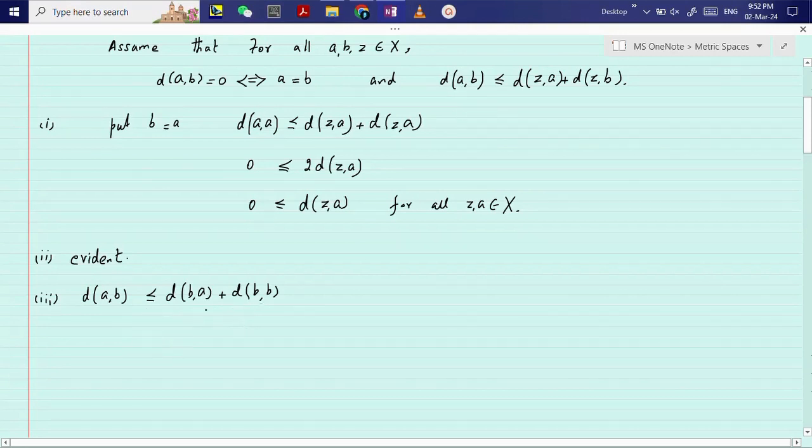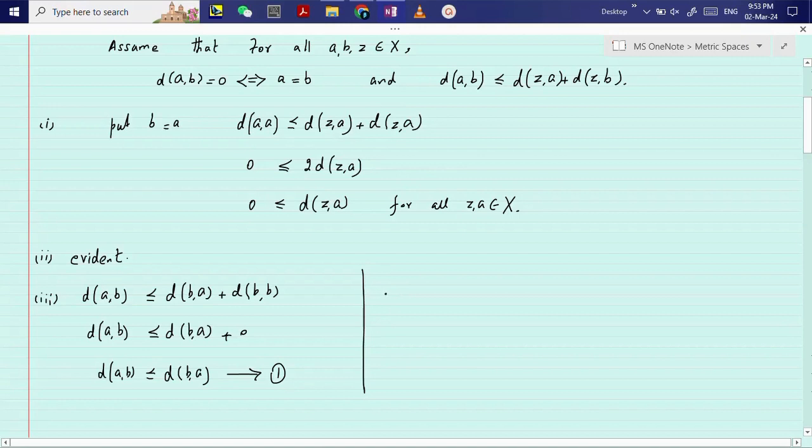Then we get D of AB less than or equal to D of BA plus 0. By this assumption, D of BB is equal to 0, and we get D of AB less than or equal to D of BA. You can call this inequality 1.